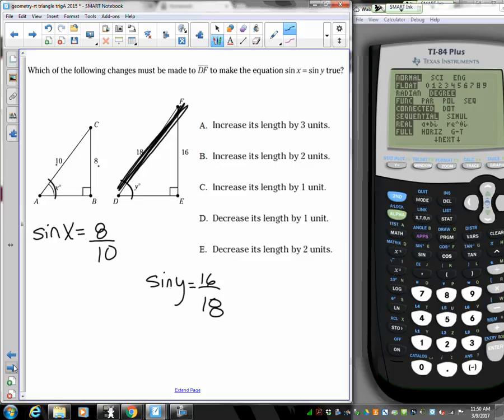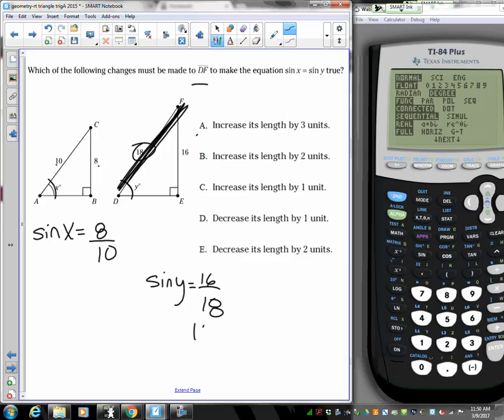So what I'm going to do is just look through each of these. So it says increase its length by 3. Now if I did that, I would get 19 over 18. Now 19 over 18 would not reduce to 4/5 or 8/10. So it's not that one. Now let's increase it by 2. So if I increased it by 2, I'm doing the wrong one. I'm sorry. Let's back up. We're supposed to be doing DF. So this one we're increasing. Okay. So we try this again.